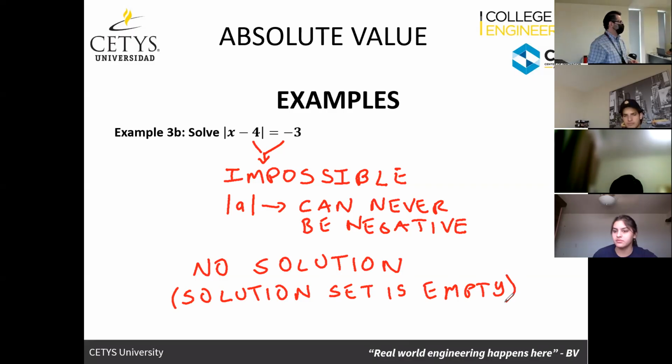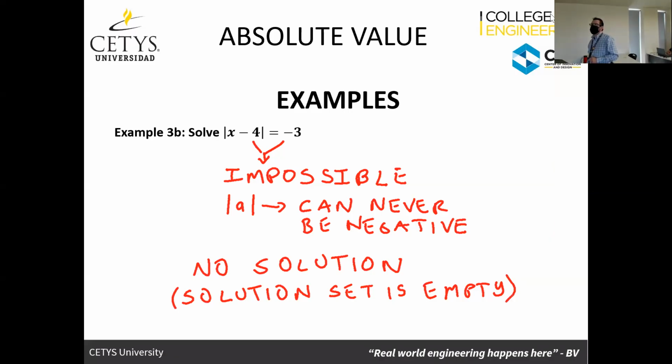Okay, this one was kind of a trick one. It can never be negative, so there is no value I can substitute for the x that is going to give me a -3, because there's the absolute value there. Screenshot of this. Questions with this one before we continue?